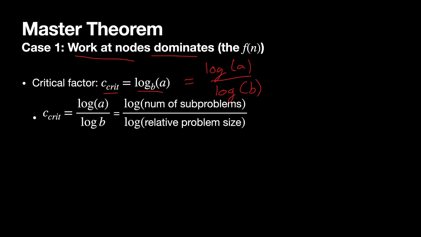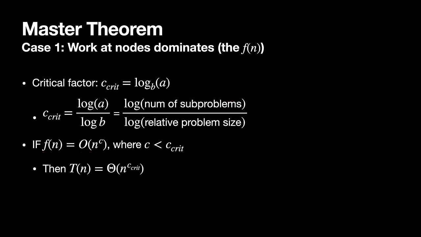Okay, so this critical factor can actually be thought of as the log of the number of subproblems divided by the log of the relative size of the problem. So it gives us some way of understanding the problem growth versus the amount of effort it takes to solve an individual subproblem. For case number 1, where the work at the nodes dominates, we evaluate our f of n function, the amount of work being done at each node, and if it falls into n to the power of c, where c is less than this critical number, then we have our first case here, and we can say that T of n is in theta of n to the power of that critical number.